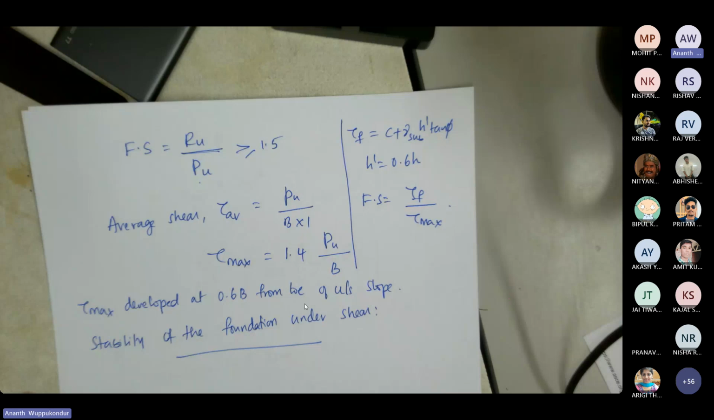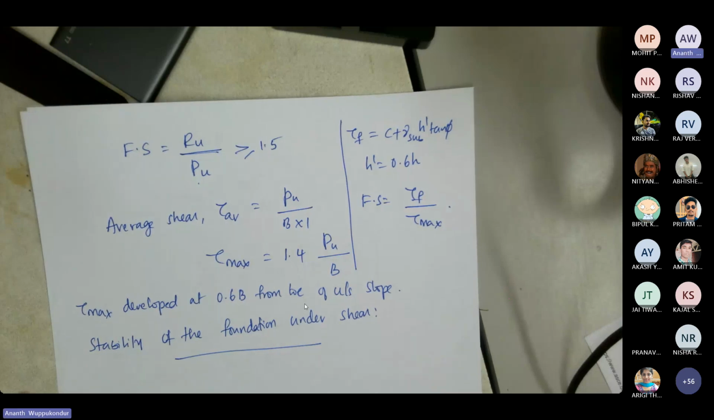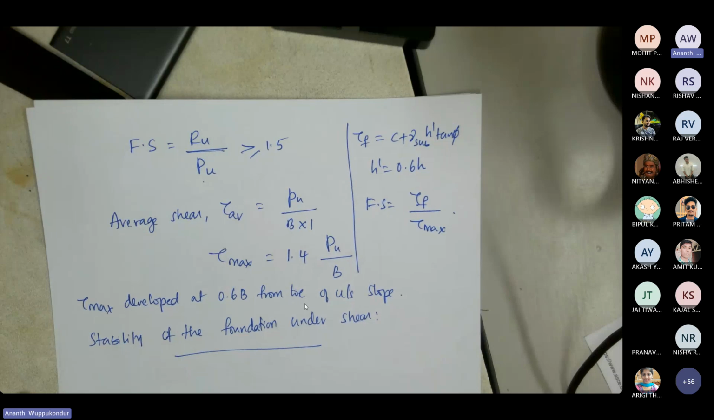So what we did was to calculate the horizontal force that is trying to destabilize the slope, and then calculate the resisting force that is keeping the slope in place. And then you take the ratio of these two forces, that gives you the factor of safety. And this factor of safety should be more than 1.5.